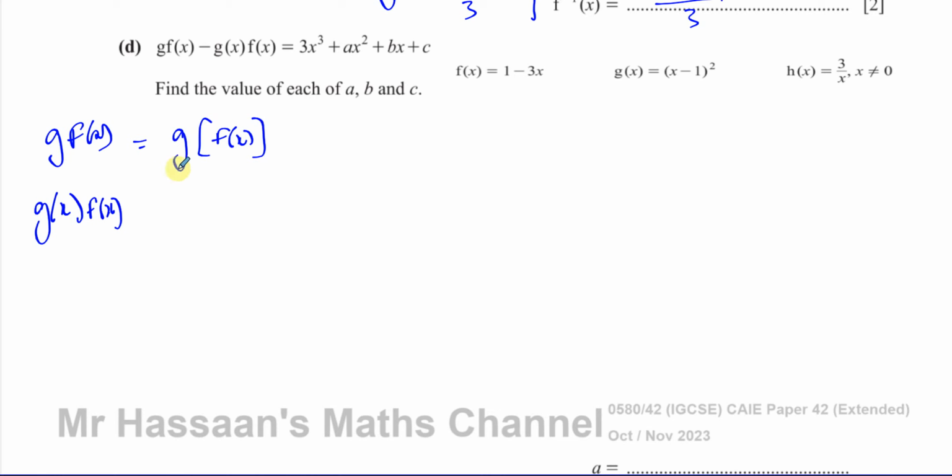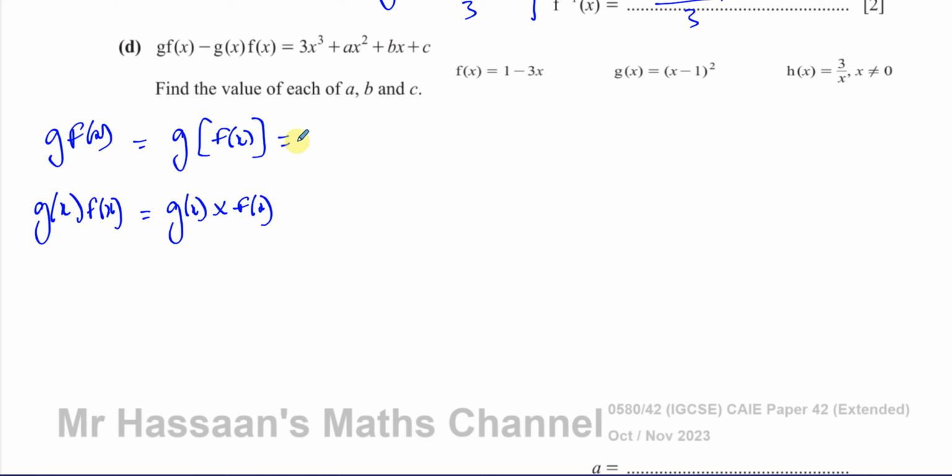Just like we put a number in instead of the x, in this case we're going to put the function f(x) instead of x. And g(x)f(x) means take g(x) and multiply it by f(x). They mean two different things.